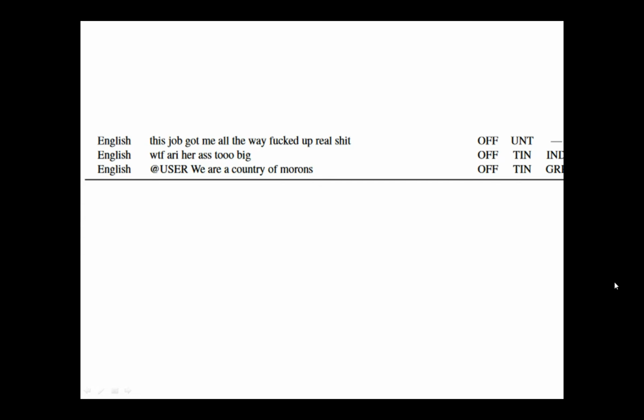Third one, at the rate of user, he is saying, we are a country of morals. Again it's offensive, targeted, but here he is using the words we and country. So it says about a group of people, so it comes under group. Like that, there will be clues to identify the offense and the target.